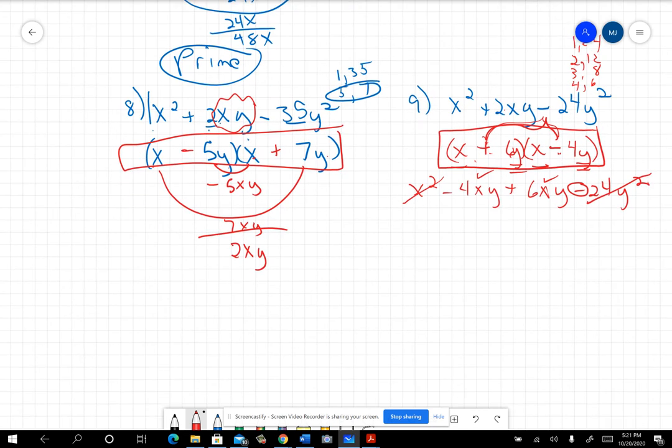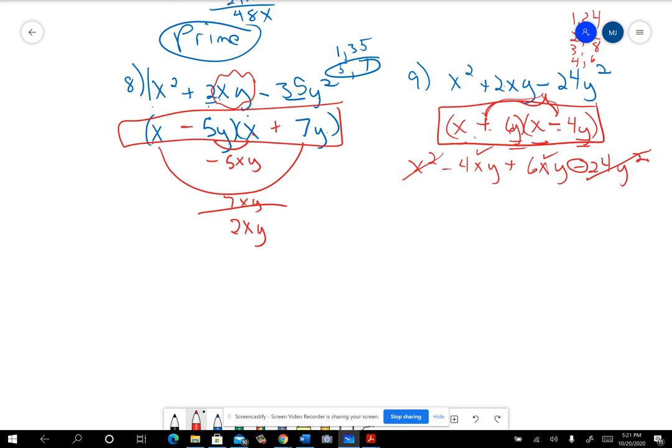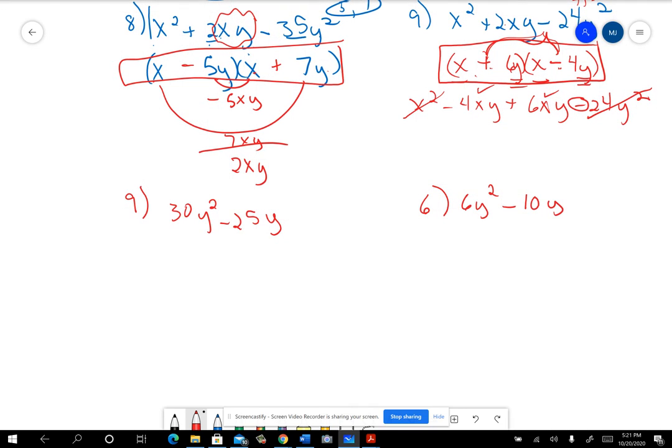All right, let's look at number 9 on that one. Number 9 on one version was 30y squared minus 25y, and that corresponded to number 6 on the other version, which is 6y squared minus 10y. Those were pretty much the same issue. So on these, there was a common factor. A lot of you set up, you did this too early. You should have asked yourself, is there something common? And notice how these are both divisible by 5 and there's a y common.